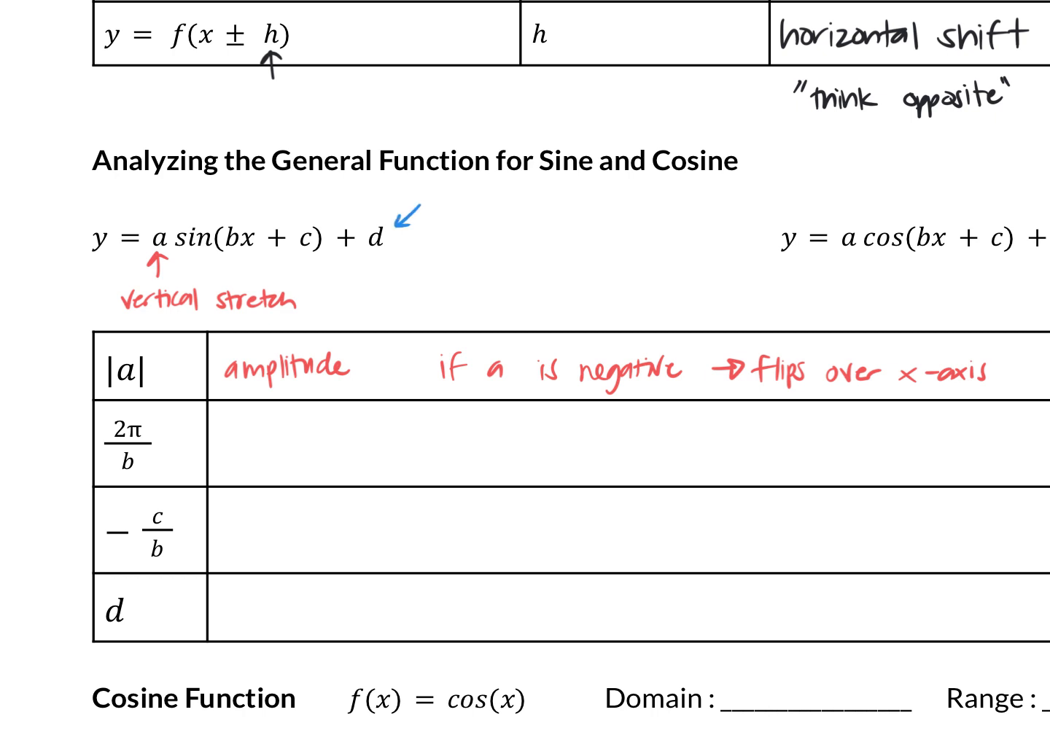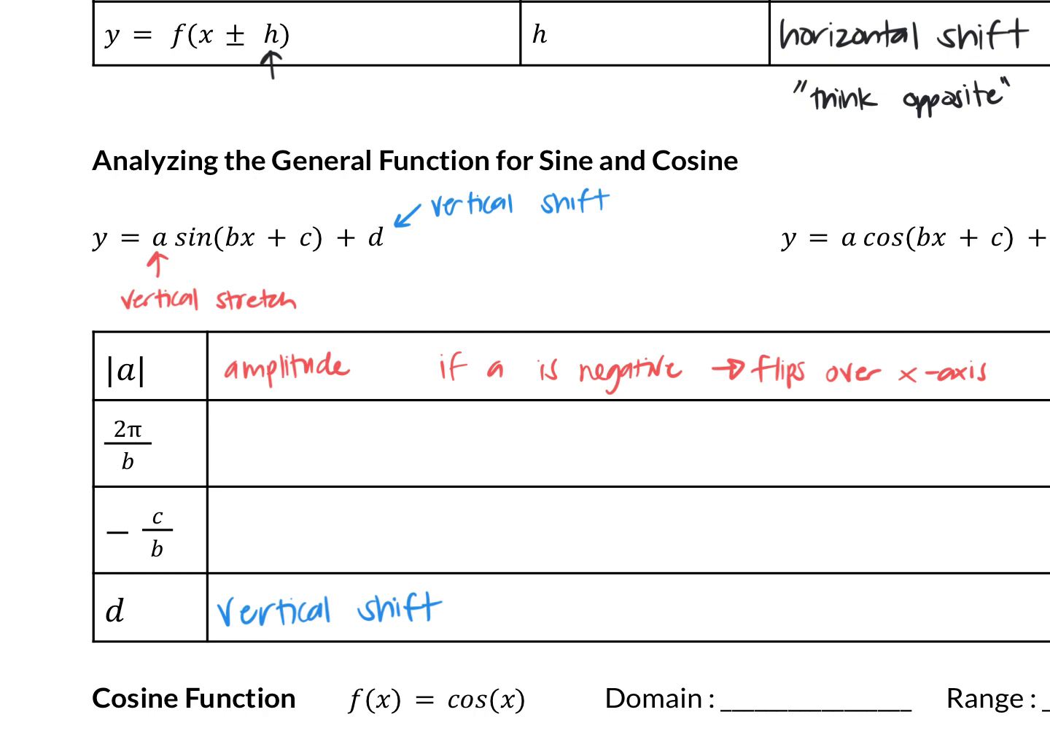Okay, this plus D that's on the outside of my function, if I'm adding something or subtracting something to that, that is going to be my vertical shift, up or down. Sometimes that plus D or minus D is going to be in front of your function as well. So just be careful if it's being added to the sine function or the cosine function. That is where your vertical shift happens.